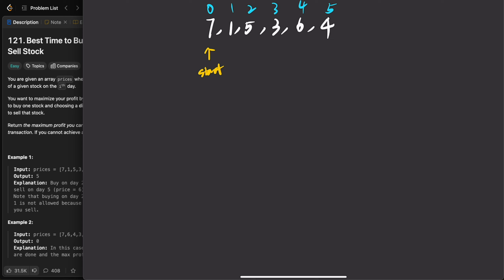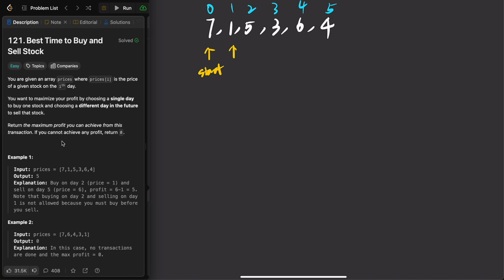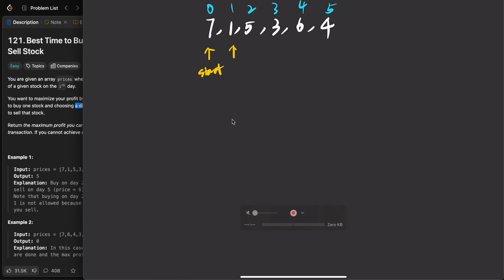And then we are using another pointer. This pointer can only be after the starting point because we can only sell on another day in the future, not before. So the end day will be any pointer after the starting point. Now 1 is less than 7 and 5 is less than 7 and so on. No one is greater than 7, so we cannot make it.